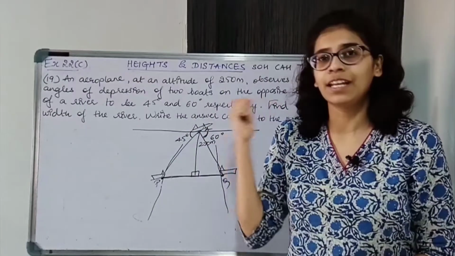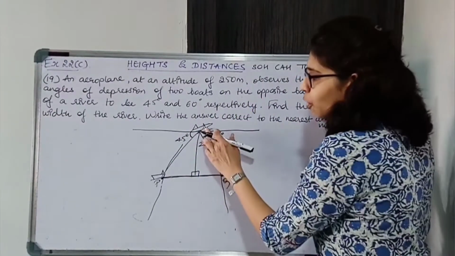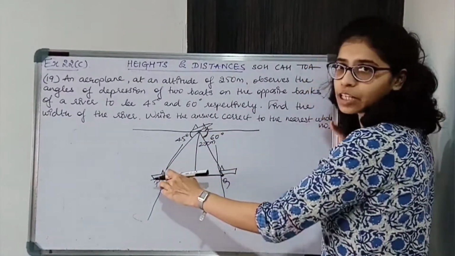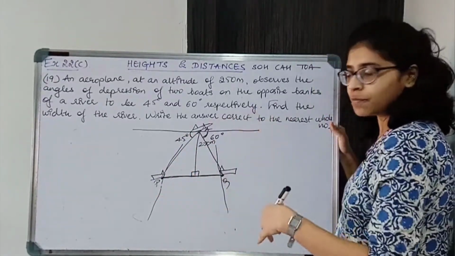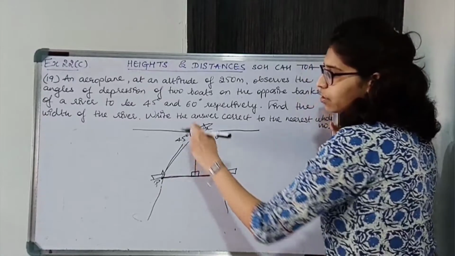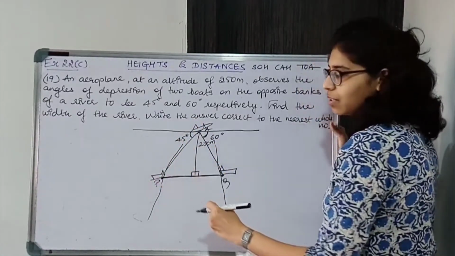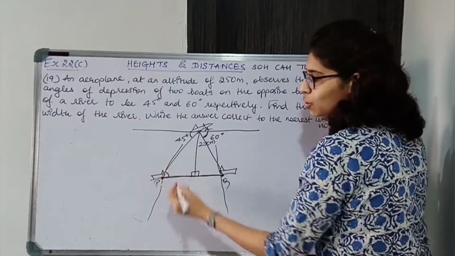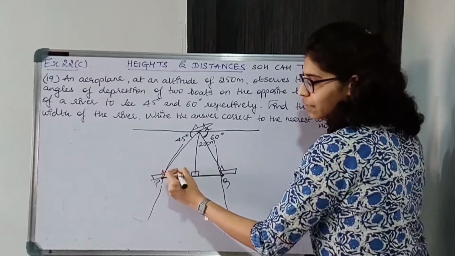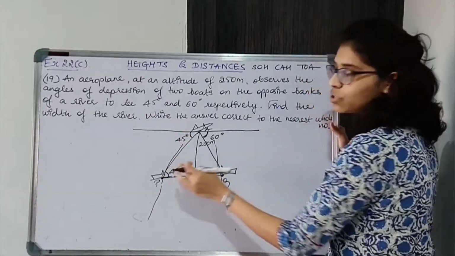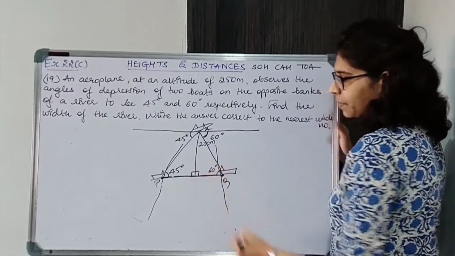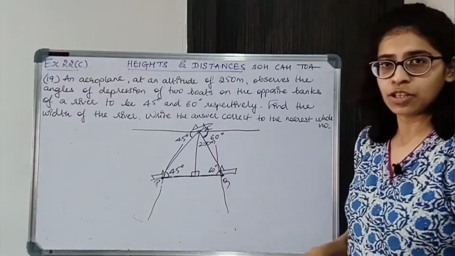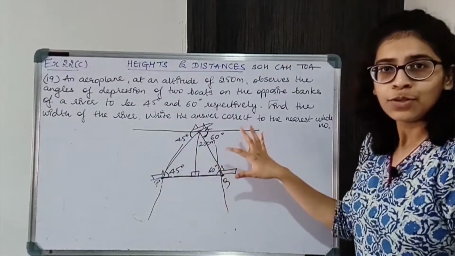Okay, so let's find the angles of elevation. From A, the angle of depression of E is 45, so what will the angle of elevation be? 45. So this is horizontal, this is line of sight, so the angle of elevation is 45. Angle of depression is equal to angle of elevation. Here it is 60, so this will be 60. It is the angle between the line of sight and horizontal. Now this is a little confusing.